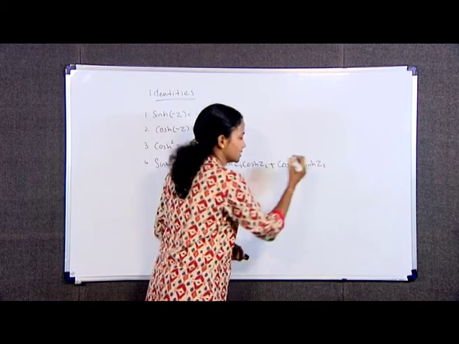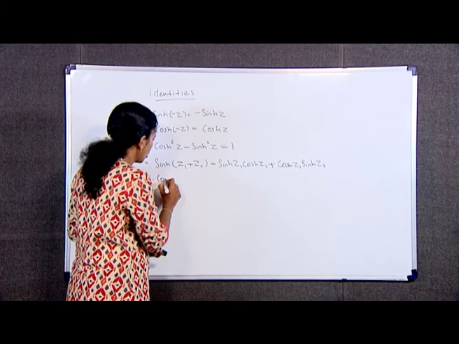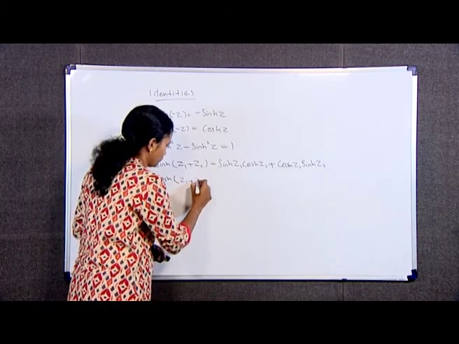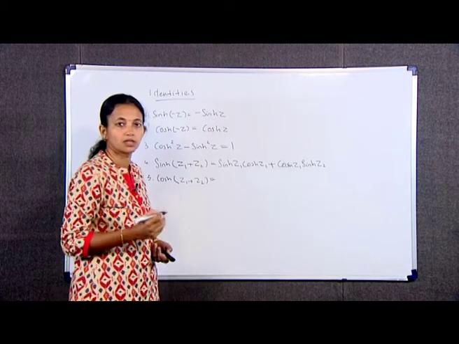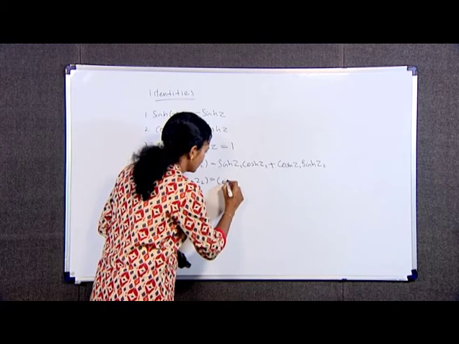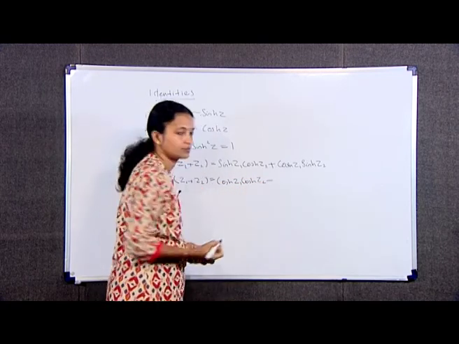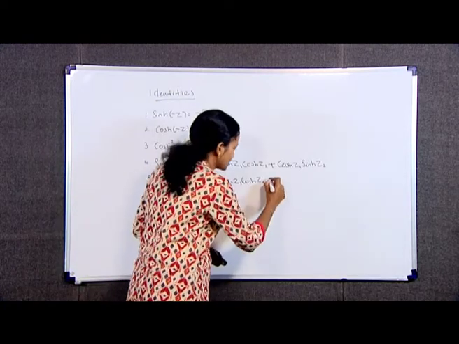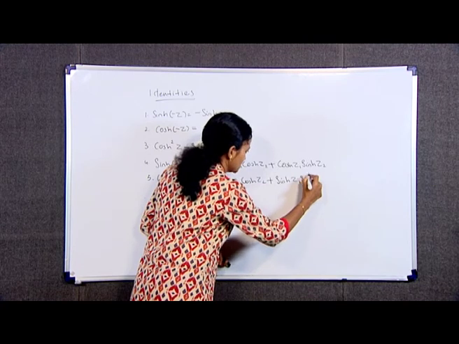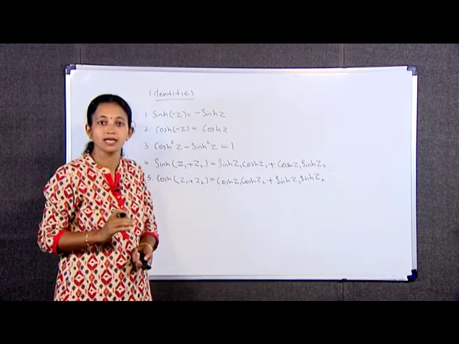Next we have cosh (z1 plus z2). This is equal to cosh z1 cosh z2 plus sinh z1 sinh z2. This is the expansion of cosh (z1 plus z2).